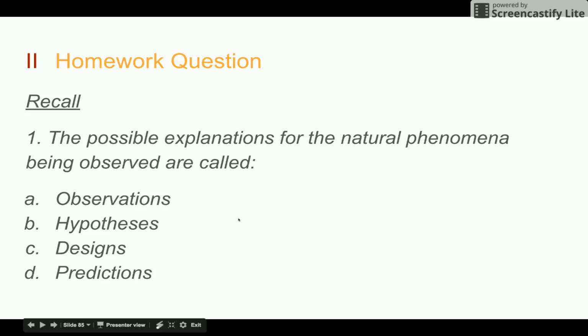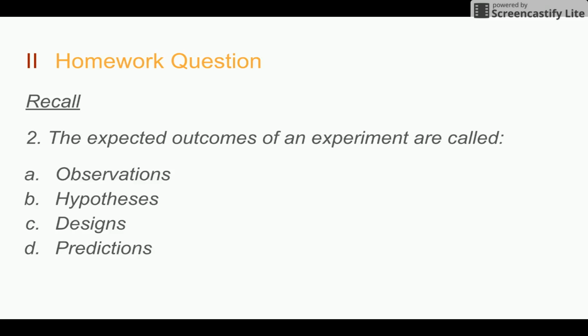Okay, so homework question number 1. The possible explanations for the natural phenomena being observed are called A. Observations, B. Hypotheses, C. Designs, or D. Predictions. Homework question number 2. The expected outcomes of an experiment are called A. Observations, B. Hypotheses, C. Designs, or D. Predictions.